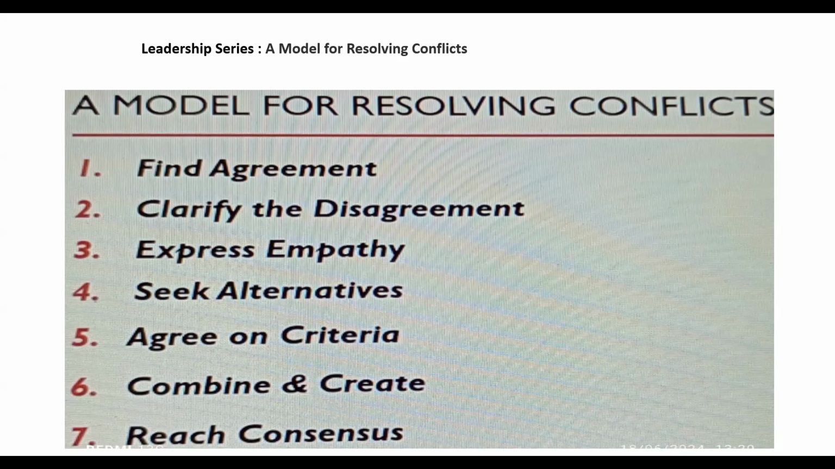I can understand that's painful for you. I can understand that that's frustrating for you. Those statements are a very powerful part of conflict resolution.